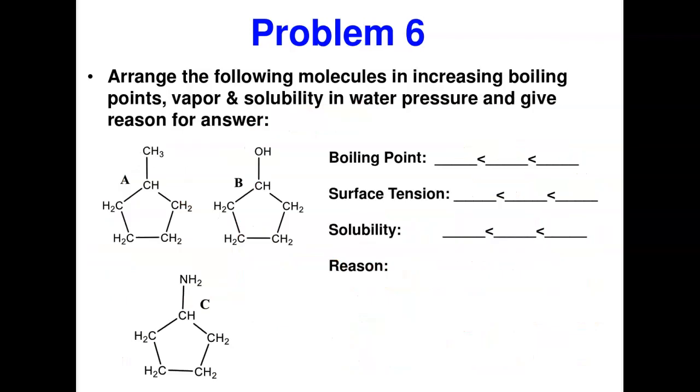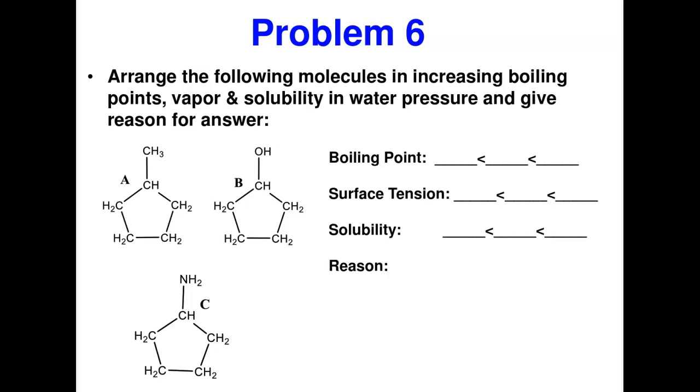We go to the next question. It says, arrange the following molecules again in increasing boiling point, vapor pressure, and solubility. Of course, boiling point and solubility will always follow. And then it says, explain your answer. The explanation will always look similar to the same thing.